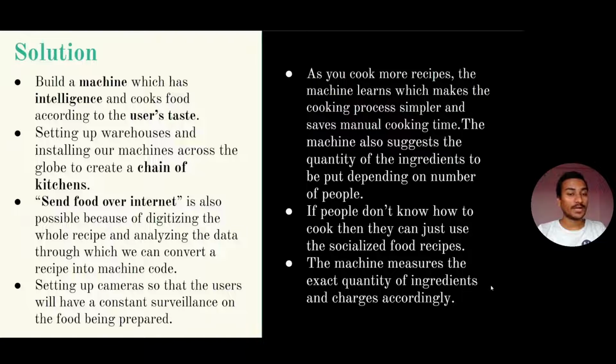We are going to install cameras in our machine so that we can have a constant surveillance on the food which is being prepared. Also, we have the option to suggest the quantity of any ingredient, which makes the cooking process easy. And then also if the user is running out of time, they can order the socialized food. And the last point is that we charge only according to the quantity of ingredients which is used in the recipe.